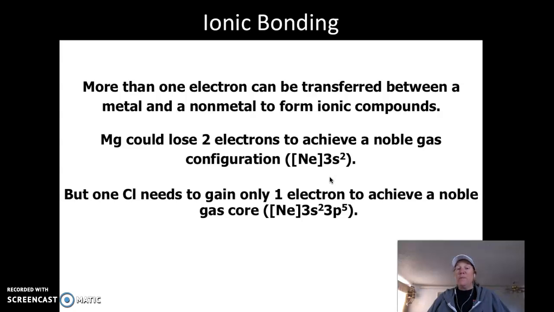So sometimes, and remember when we did charges, magnesium has a charge of +2. That means it has 2 electrons to give. Chlorine has a charge of -1. It only needs 1 electron. So when I crisscross them, when I put a 2 by the chlorine, that's where it's coming from. Okay. I need 2 chlorine for every 1 magnesium.